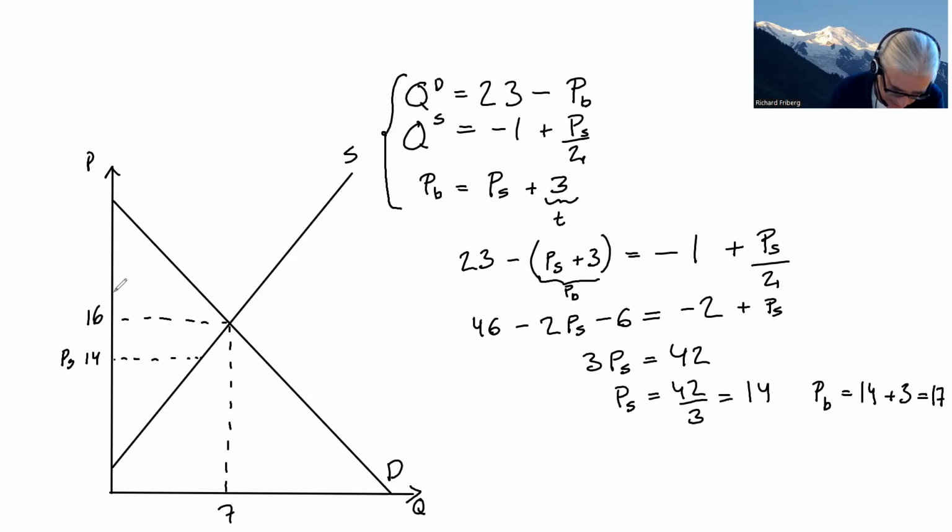Okay, so we have 17 here. We also know the quantity. We could use it in either the supply or the demand function. Let's use demand: 23 minus the price that buyers are paying, of course, so 17, and that's equal to 6.